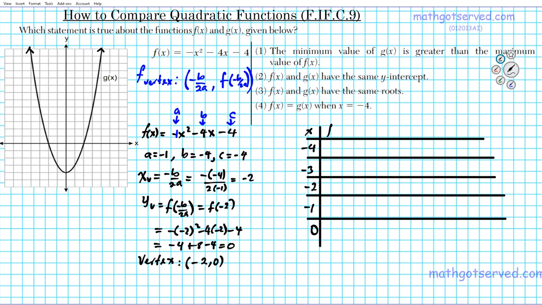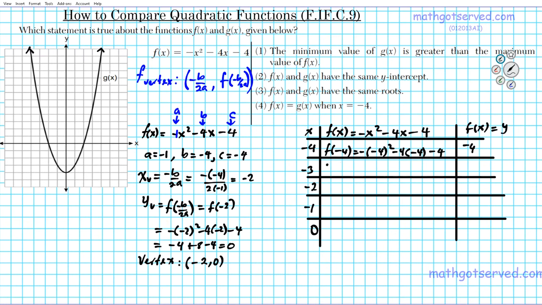So we have f of x. The function is negative x squared minus 4x minus 4. So if we do f of negative 4, just plug in negative 4 into the function. Negative 4 squared, minus 4 times negative 4, minus 4. If you go ahead and work this out, your output value will be negative 4. That will be your f of x or your y.